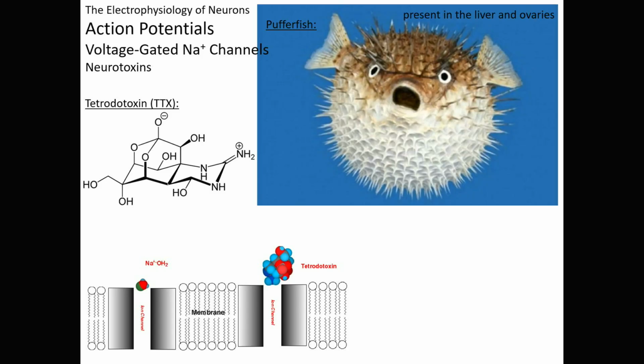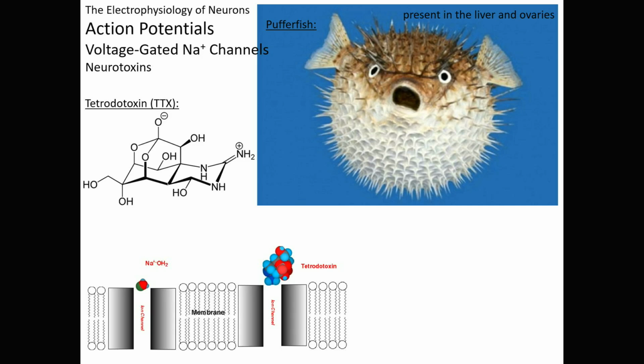Well, there are a variety of species that make tetrodotoxin. One of the most well-known is the pufferfish, right? So this pufferfish here has a couple of tricks up its sleeve to try and deter predators from consuming it.